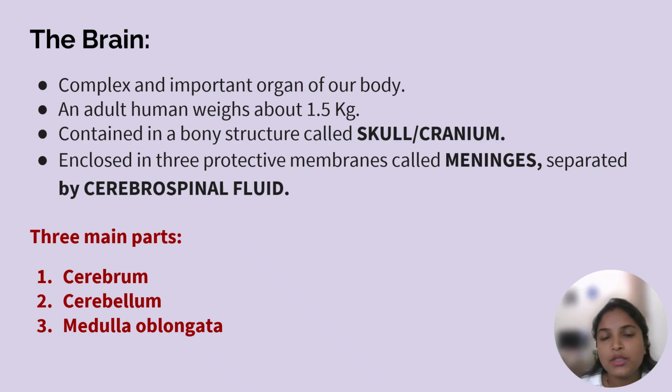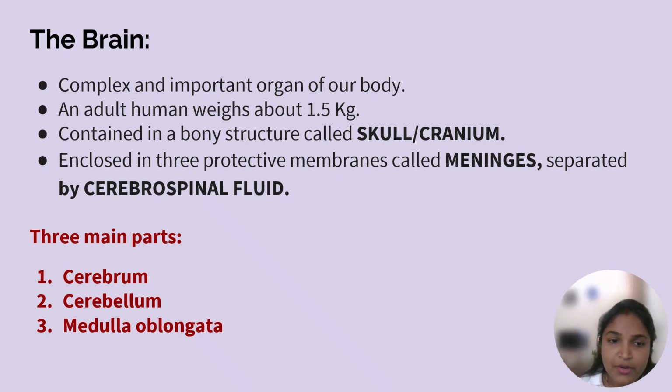It is enclosed in three protective membranes called the meninges. Three membranes are there, and these membranes are called the meninges, and they are separated by the cerebrospinal fluid. In between the meninges there is a fluid, and that is why the brain gets protection. Our brain is divided into three main parts: cerebrum, cerebellum and medulla oblongata.